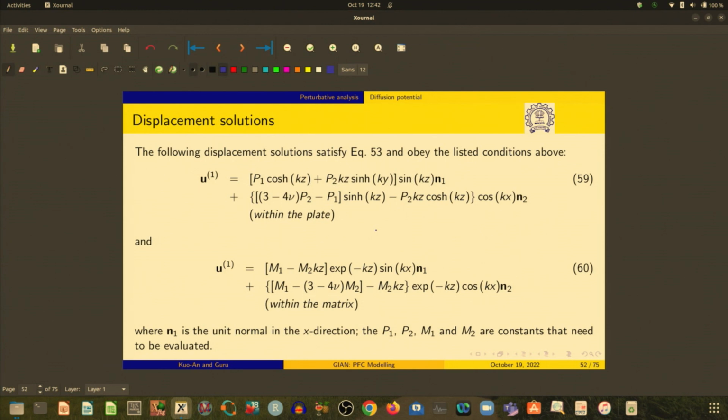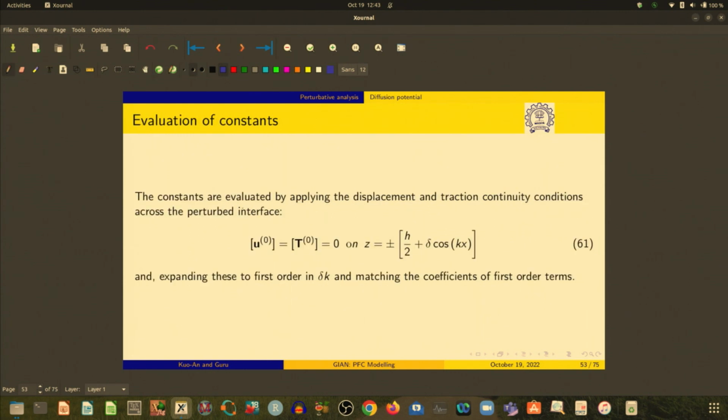So, which means you are going to get lots of algebraic equations in terms of P1, P2, in fact 4 of them, right, 4 unknowns. So, you need 4 equations that have to be solved, and these are all cos h, sin h, cos, sin, etc. So, this is what makes the algebra very messy, and that is where you have to use Maple or Mathematica to solve, okay. The constants are evaluated by applying the displacement and traction continuity conditions, and expand up to first order, throw away the higher order terms, okay.